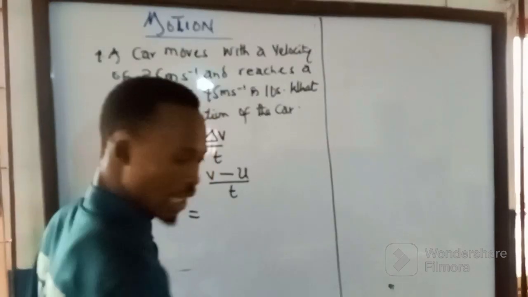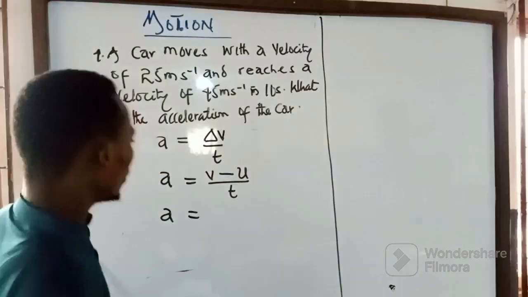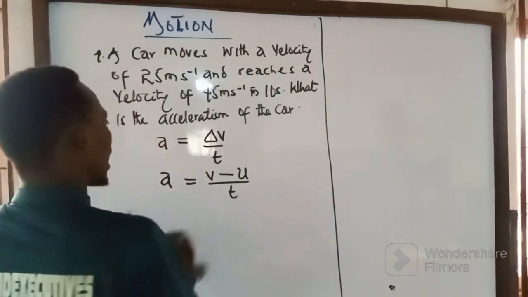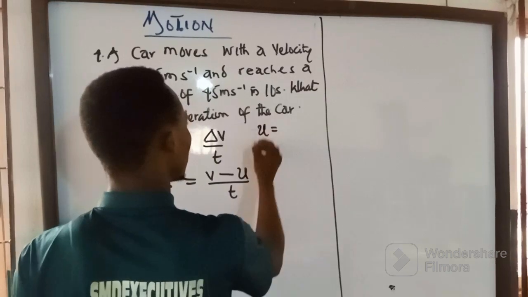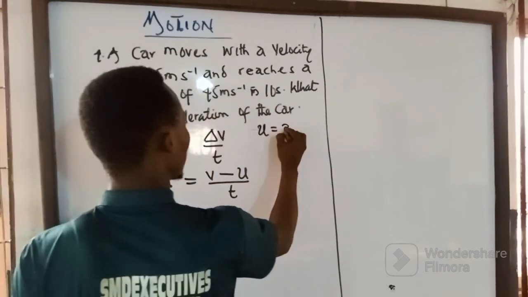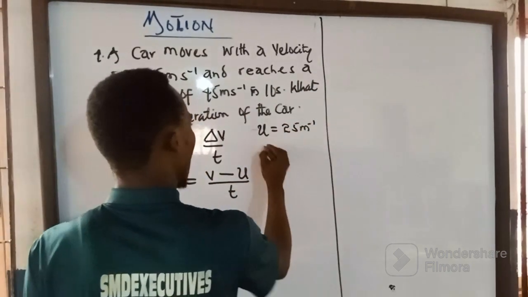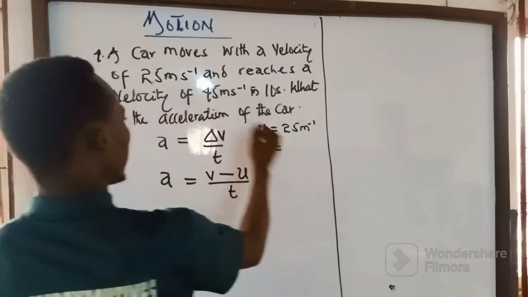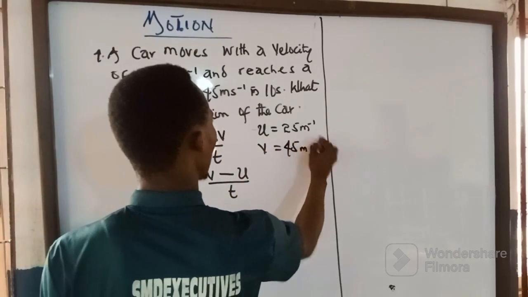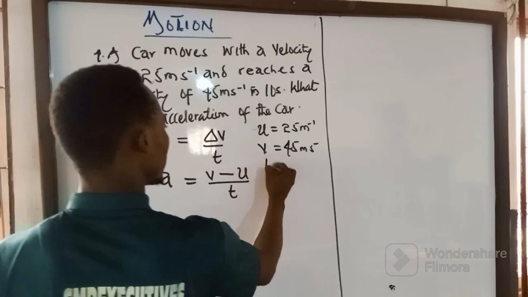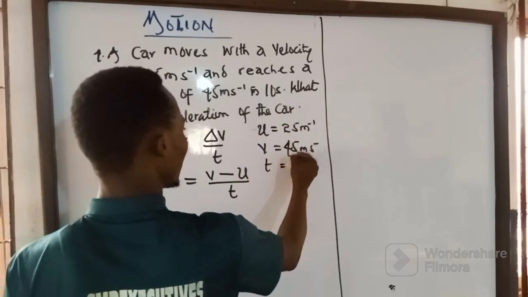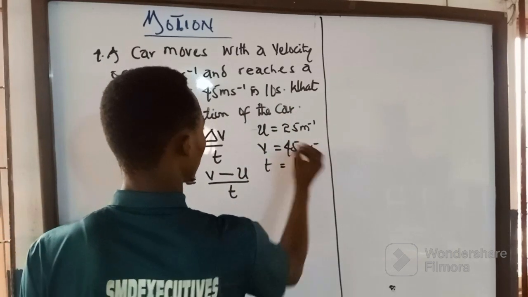Let's write out our data. What's our initial velocity? Our initial velocity is equal to 25 meters per second. Our final velocity is equal to 45 meters per second. Then our time taken to increase the velocity is 10 seconds.